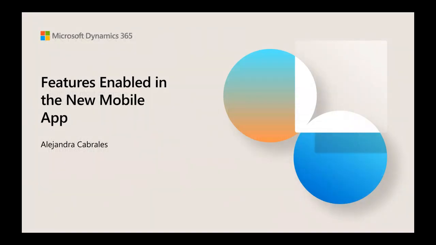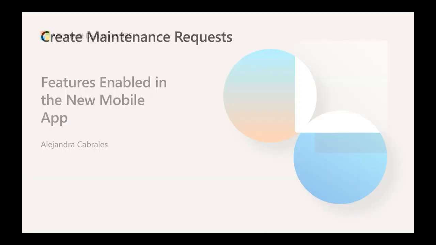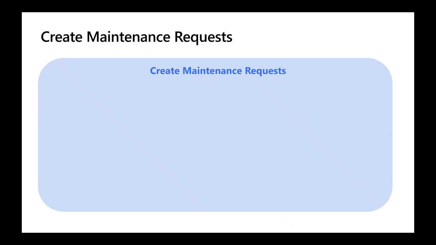Now let's talk about what are the features available in the new mobile app. In the asset management mobile app, the workers will have the ability to create maintenance requests proactively. This workflow has multiple capabilities, such as the ability to submit maintenance requests from the app, and as it is directly connected to Dynamics 365, the request will be reflected right in there.